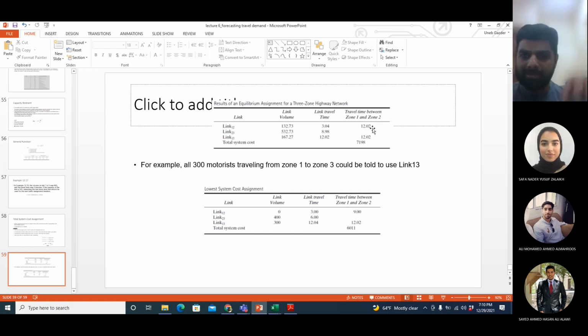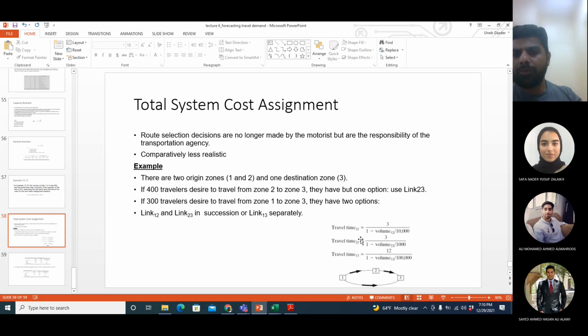So the 300 is divided in a manner that the total travel time is equal. So what did they do? They added these two and they put them equal to this one. Travel time, let me write it here.